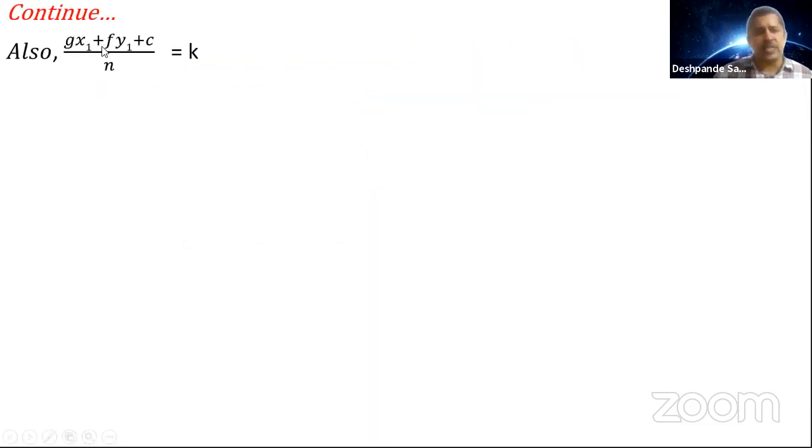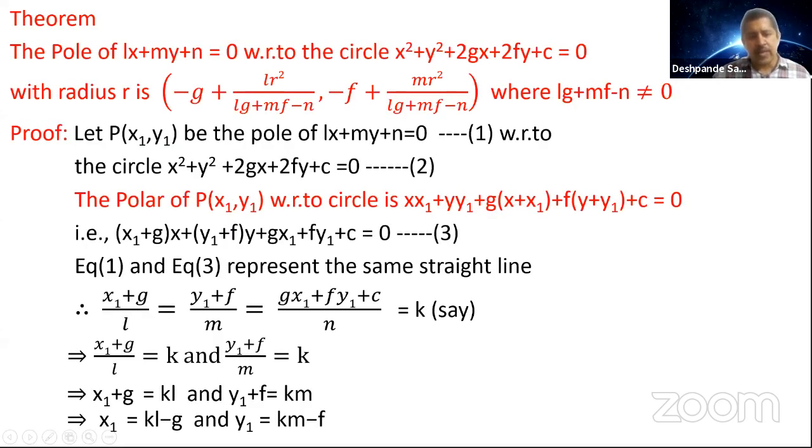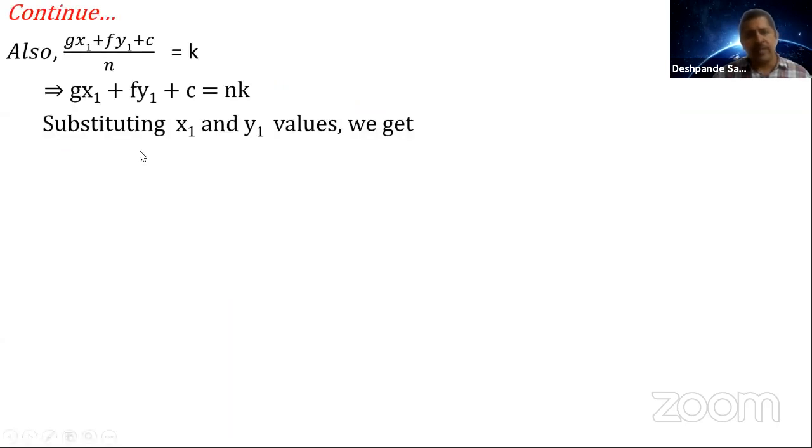Now go for the next one. You got (gx1 + fy1 + c)/n = k. Cross multiply: gx1 + fy1 + c = nk. But you got earlier the values of x1 and y1: x1 is kl - g and y1 is km - f. So substitute these values here, and we get g(kl - g) + f(km - f) + c = nk.